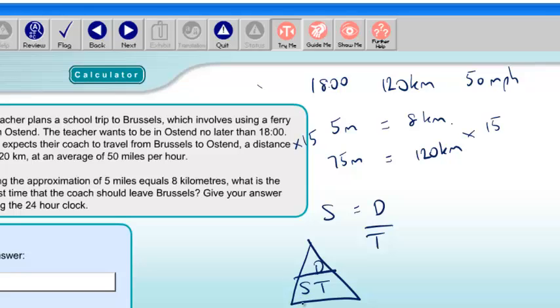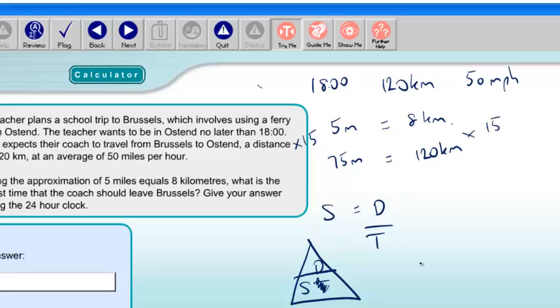So what we want to know is the time. If we want to know the time, this little rule of thumb says, okay, the thing that you're interested in working out, cover it up with your finger. I'm going to score it out. So we want to know the time, so the formula becomes the distance divided by the speed.